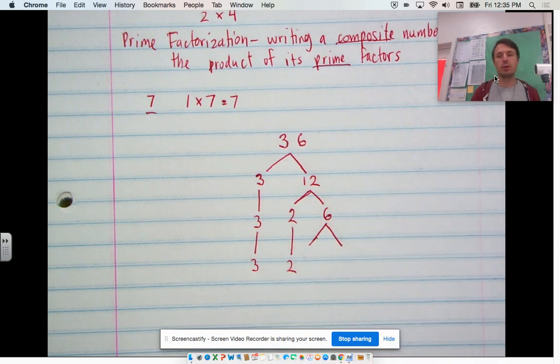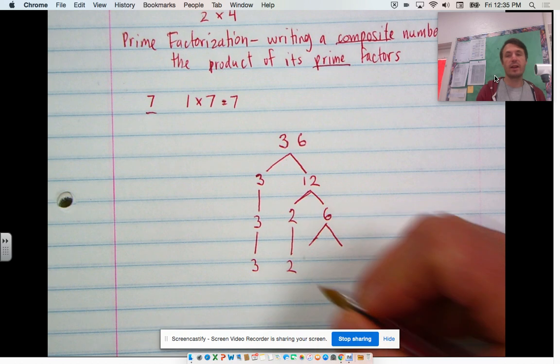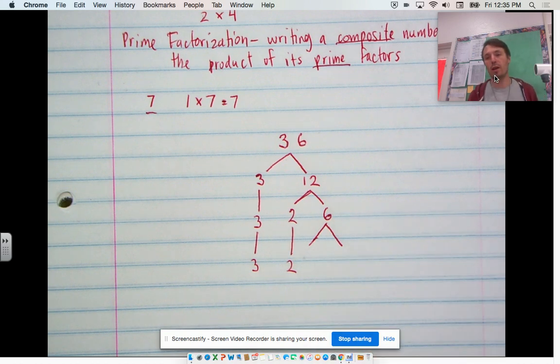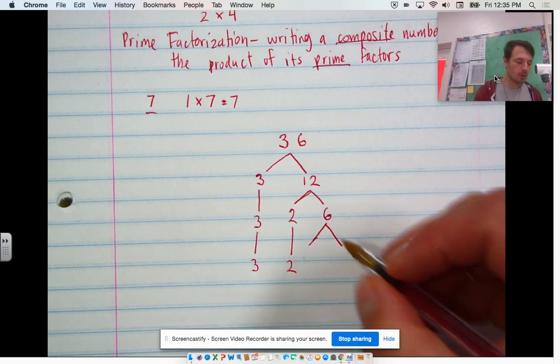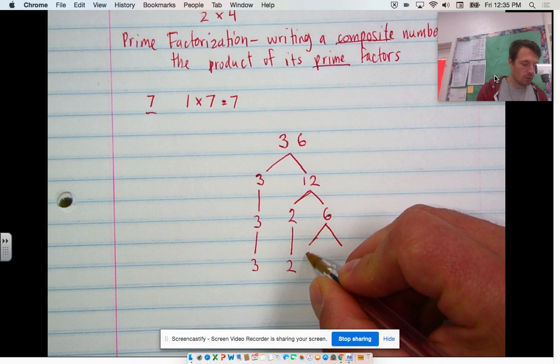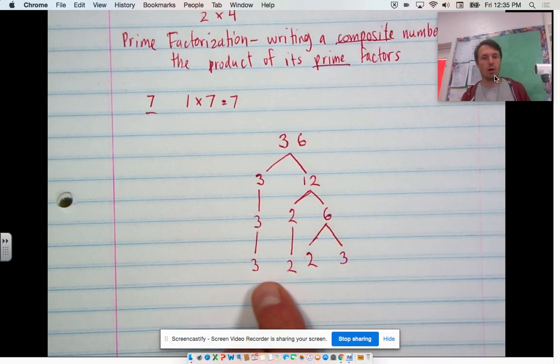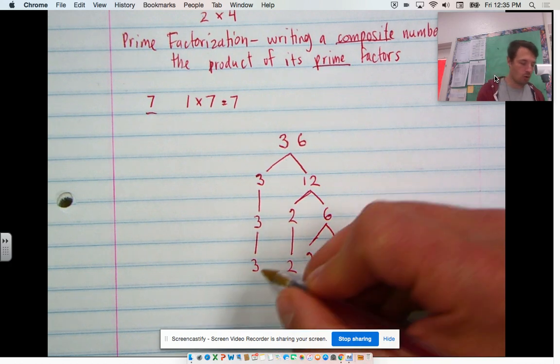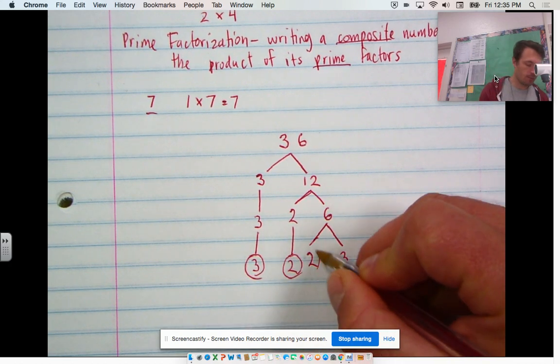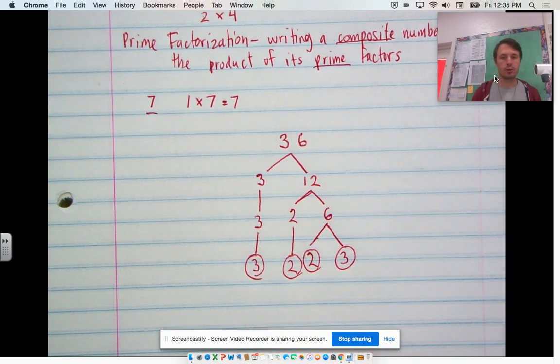And now we pick two numbers that can be multiplied together to equal 6. Oh, and you can never pick 1 and the number itself, so we can't pick 1 and 6, or else it doesn't help us. Okay, so 2 times 3 is 6. And now we have all prime numbers. So once you get to the bottom, you circle the prime numbers, and that's the prime factorization.